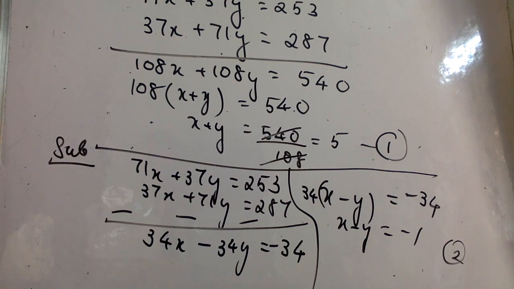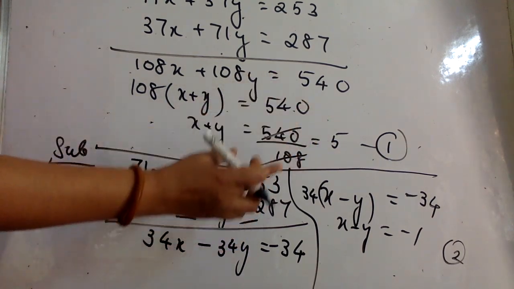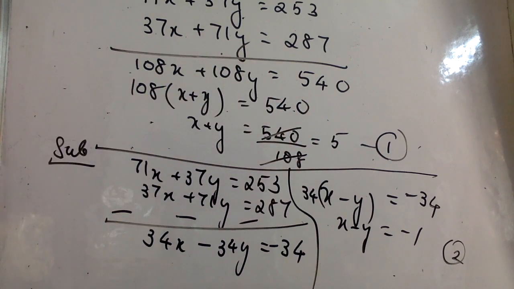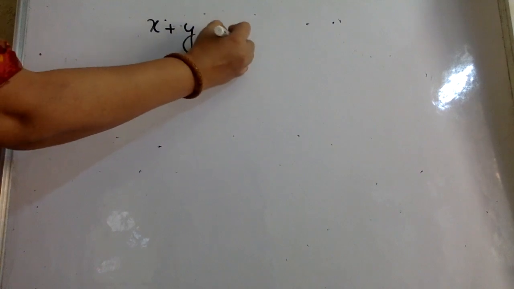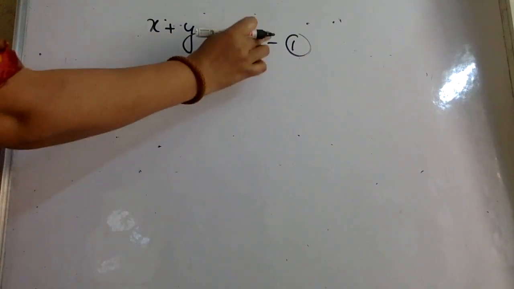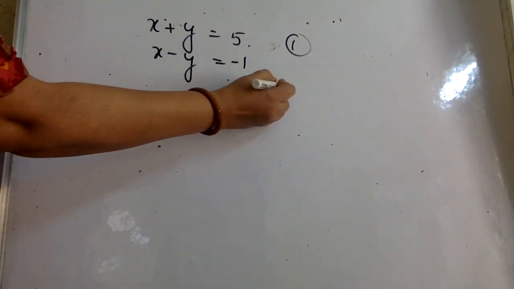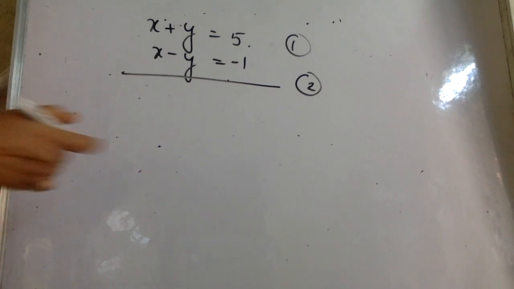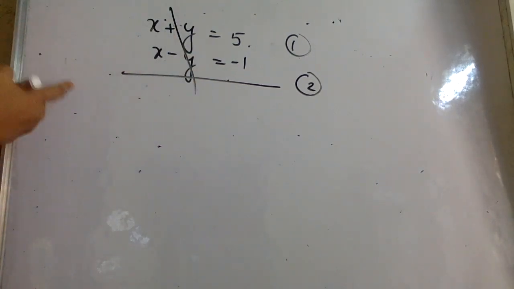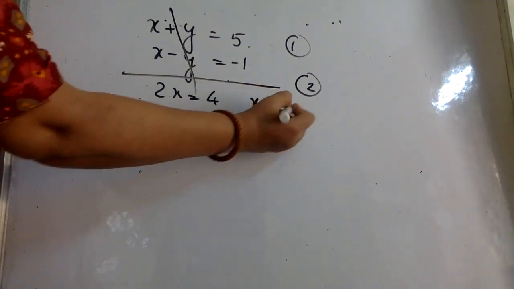Now let's see what I do with these. So my two equations to be noted are x plus y is equal to 5 and x minus y is equal to minus 1. Here are the two equations. X plus y is equal to 5, that was my equation 1. Okay, no minus sign please. And x minus y is equal to minus 1, that's my equation 2. Okay, so now I'm going to see how simple these are. So just add them. 2x is equal to 4, x is equal to 2.